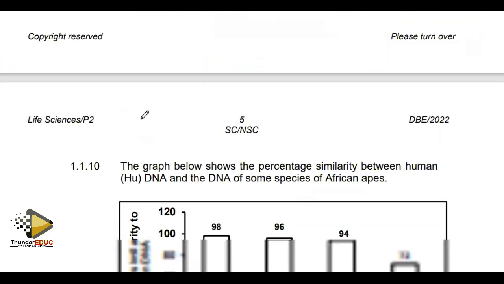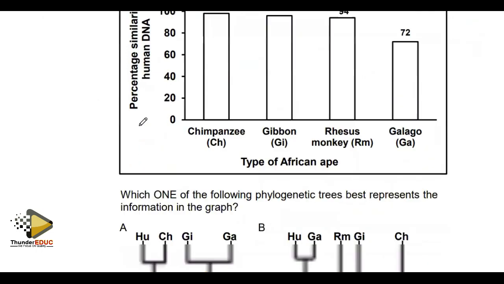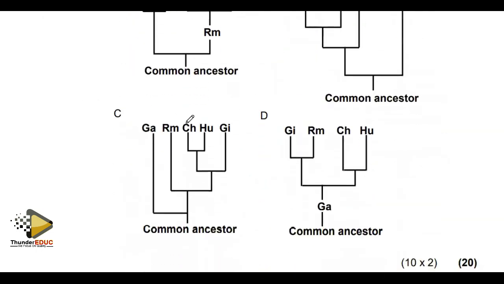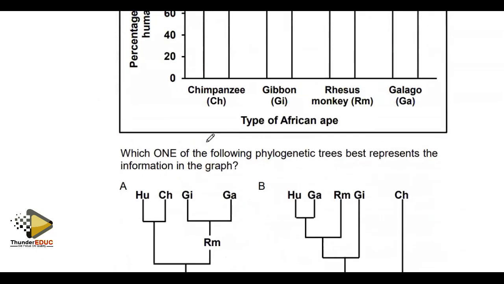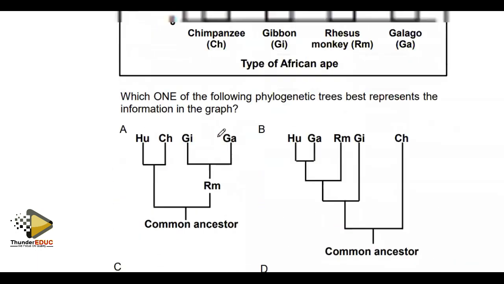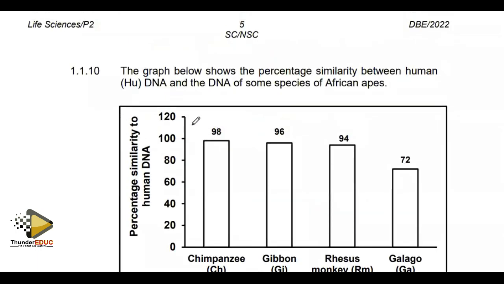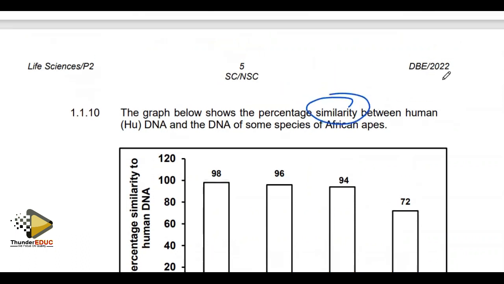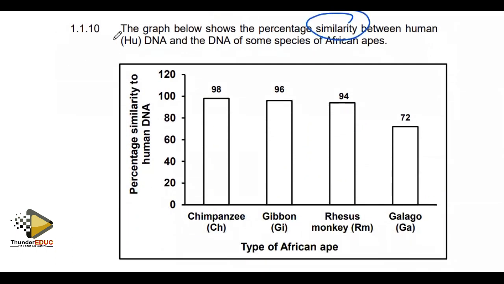And then the last objective is about the graph. It is about the phylogenetic tree. They're saying that the graph below shows the percentage similarities between humans, so we are not talking about differences. We are talking about similarities, percentage similarities between human DNA and the DNA of some species of African apes.